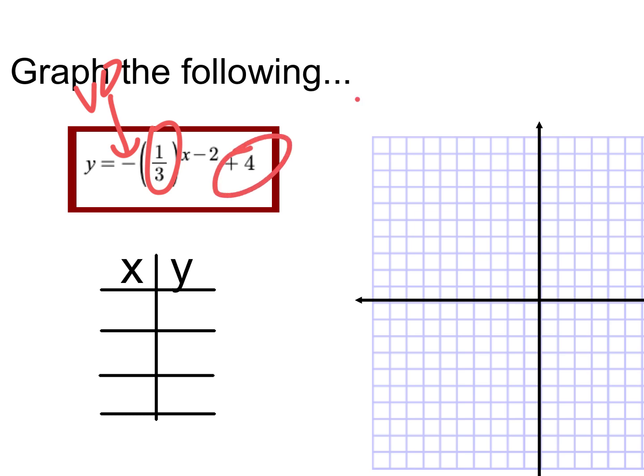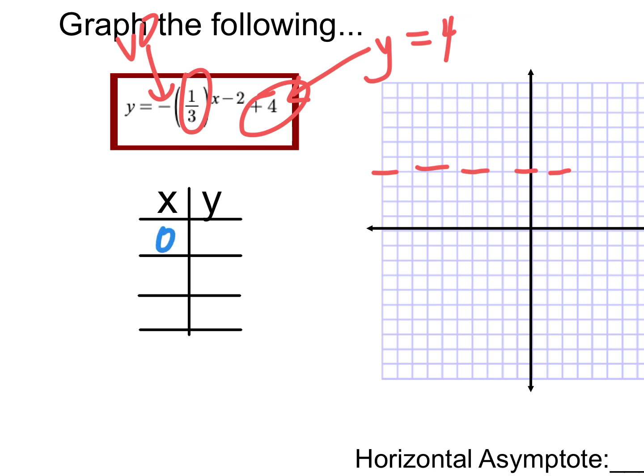What's this +4 doing? Up 4. And it's also the y equals 4 asymptote. Don't forget that the y equals 4, the horizontal asymptote, goes right through that. And then if I'm going to pick some points, you're going to put in 0, 1, -1.